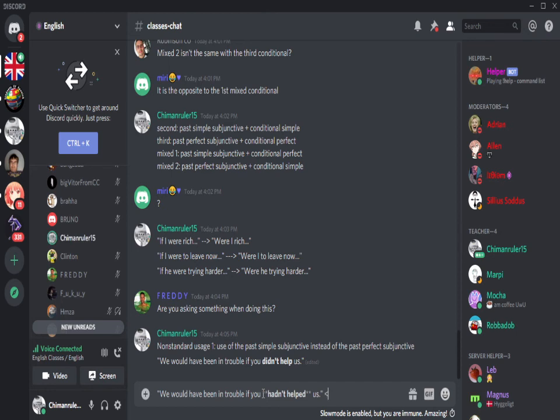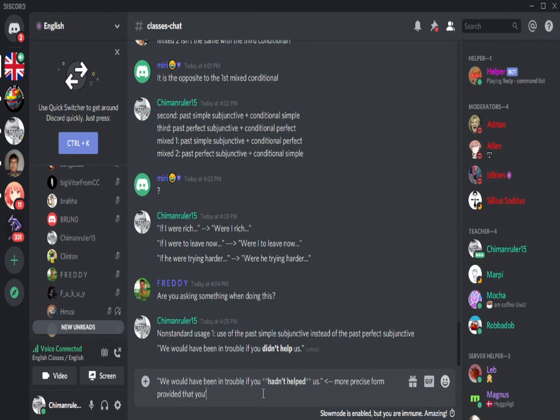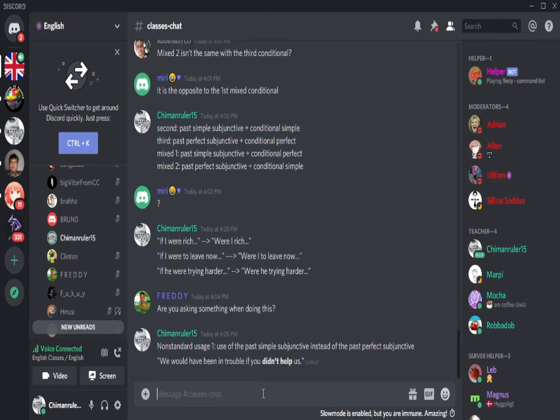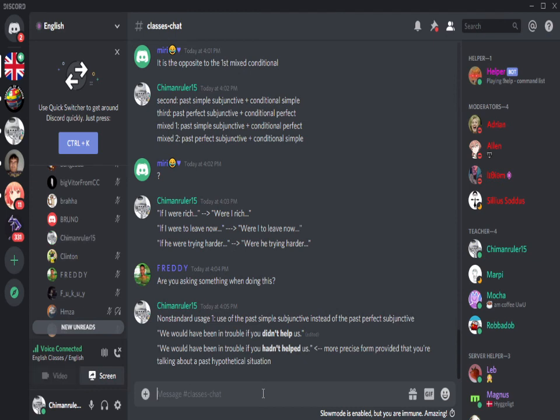So this is really the more precise form, provided that you're talking about a past hypothetical situation. If you're not, then the previous sentence is fine. So you'll notice that a lot of natives do mix these two up. So when they say the past simple subjunctive, they really should be using the past perfect subjunctive.